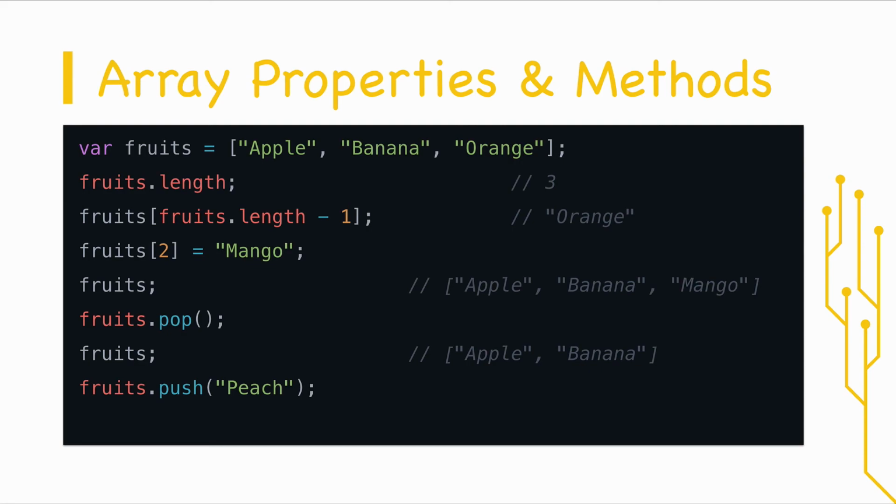So let's check that out. When we type in fruits again, as you can see, the array has been modified again, and now it contains apple, banana, and peach. So the push method has worked correctly. Using the push method, we have pushed another value to the very end of the array. And that is how you can create, modify, and use arrays in JavaScript.